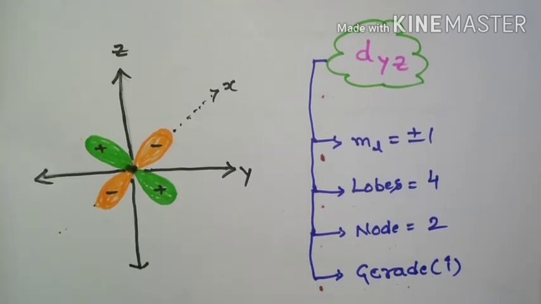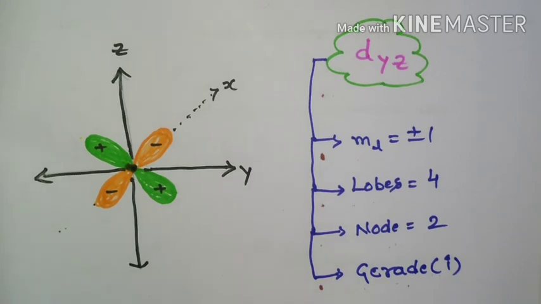So these are the important things regarding shape and orientation of d orbitals.